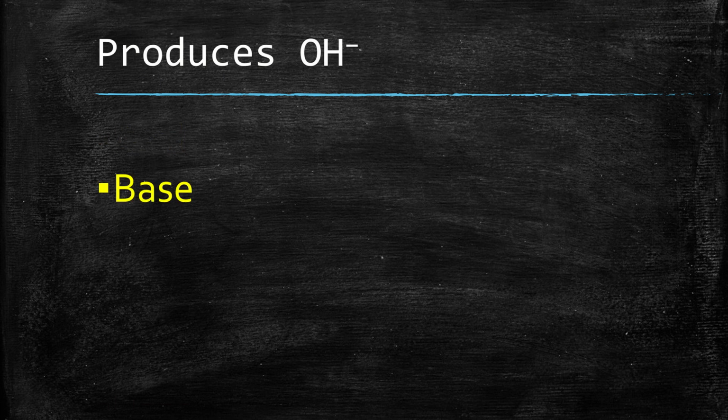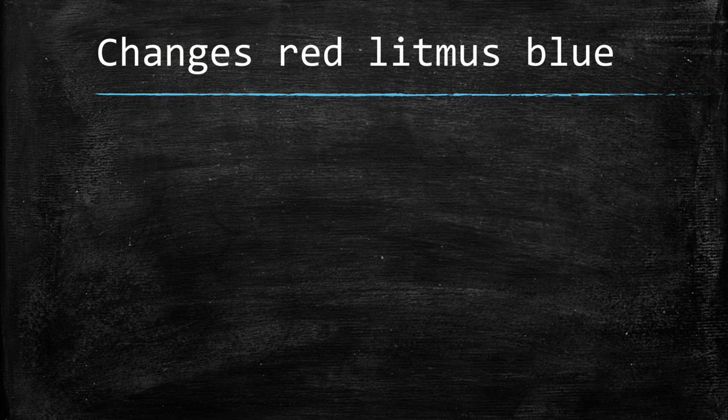Produces OH minus, base, base, base. OH hydroxide is our base ion. Changes red litmus paper blue. So if it's turning it blue, blue for base.